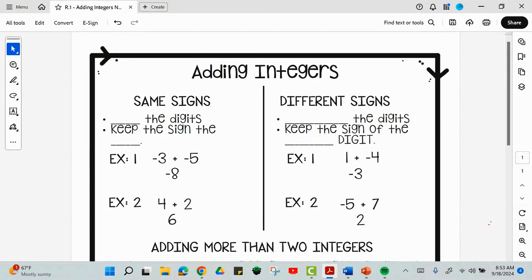So we have a couple of different options when we're adding integers. We're either going to have the same sign or we're going to have different signs. So let's start with the same sign. If we are adding two integers that have the same sign, that means they're both either positive or both either negative. We want to add the digits.